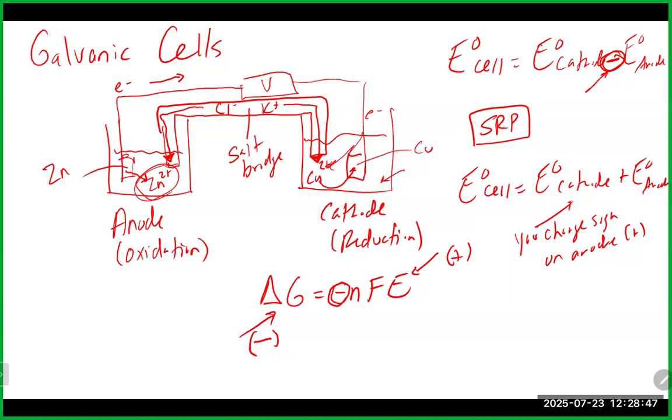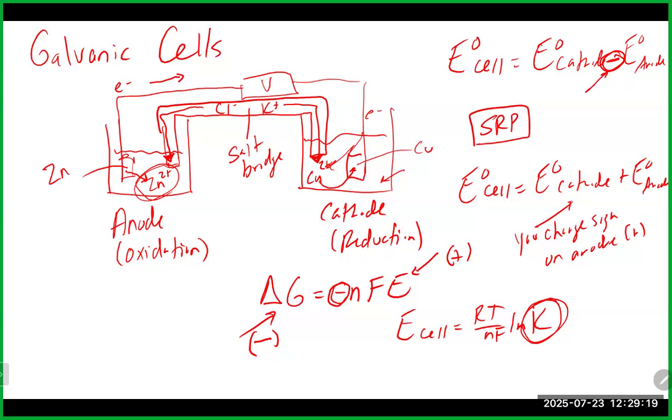We also saw a relationship that E of the cell is equal to RT over nF times the natural log of K. And again, this relates our equilibrium constant to our E of the cell. As we talked about, really all three of those things should sort of agree with each other. If you have a positive E of the cell, that means that the reaction is spontaneous. That gives you a negative delta G, which tells you it's spontaneous.